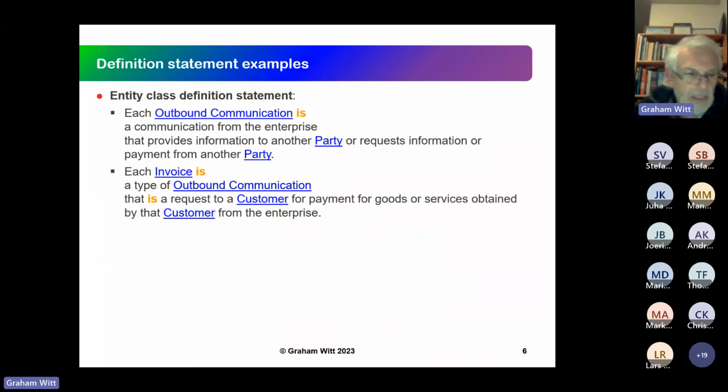So an entity class, or just entity if you prefer, definition, and this is a repeat of what's on the previous page. It's either an entity in its own right, or it's a subtype of another entity. So we have here the outbound communication entity, which is defined as there, and an invoice is a particular type of outbound communication. So we can have this two-level definition of the supertype of that entity, and then the specific features of the subtype that distinguish it from the other subtypes.